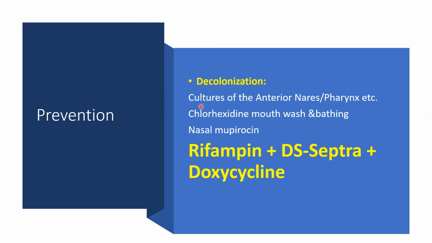Decolonization. Cultures of the anterior nares, pharynx, and so on will let us know if MRSA is present. Then chlorhexidine could be used as mouthwash and could be used for bathing. Nasal mupirocin could be used. Some went for intensive decolonization by using 3 medications at once. Each is strong on its own. Rifampin, double-strength co-trimoxazole, that is sulfamethoxazole-trimethoprim, and doxycycline combined for decolonization.